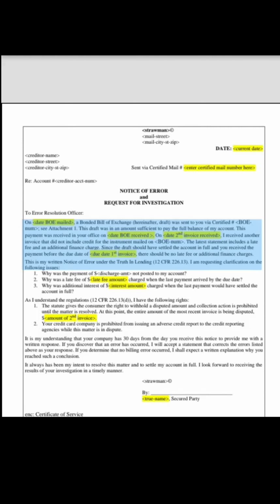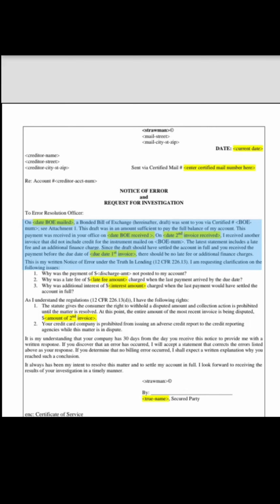The latest statement includes a late fee and an additional finance charge. Since the draft should have settled the account in full and you received the payment before the due date of <due date 1's invoice>, there is no late fee or additional finance charges. This is my written notice of error under the Truth in Lending, 12 CFR 226.13.